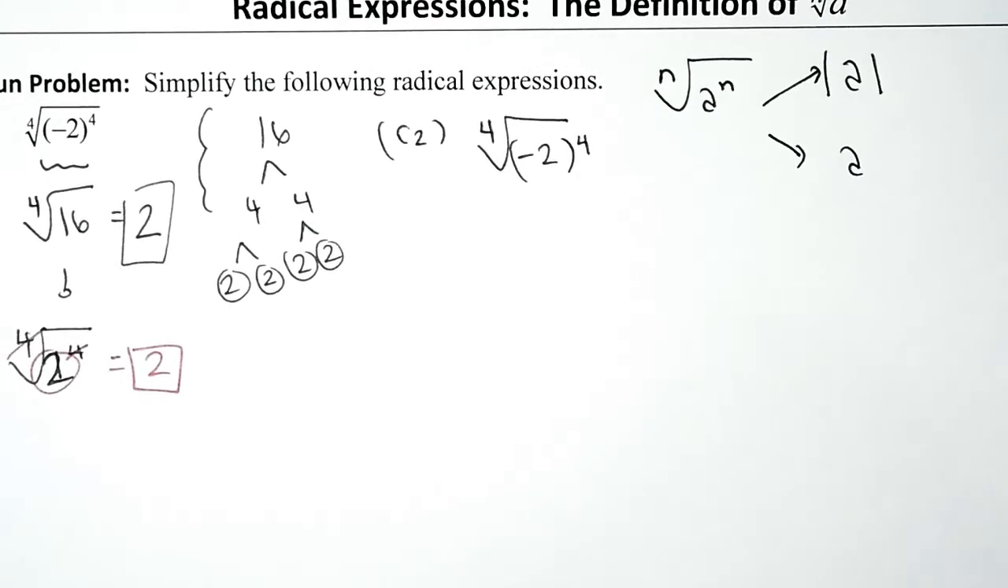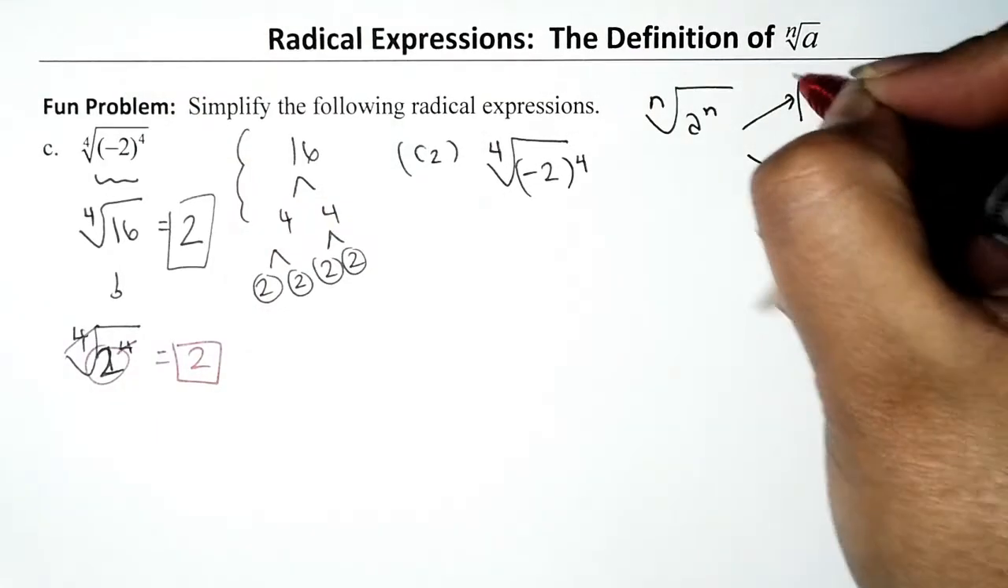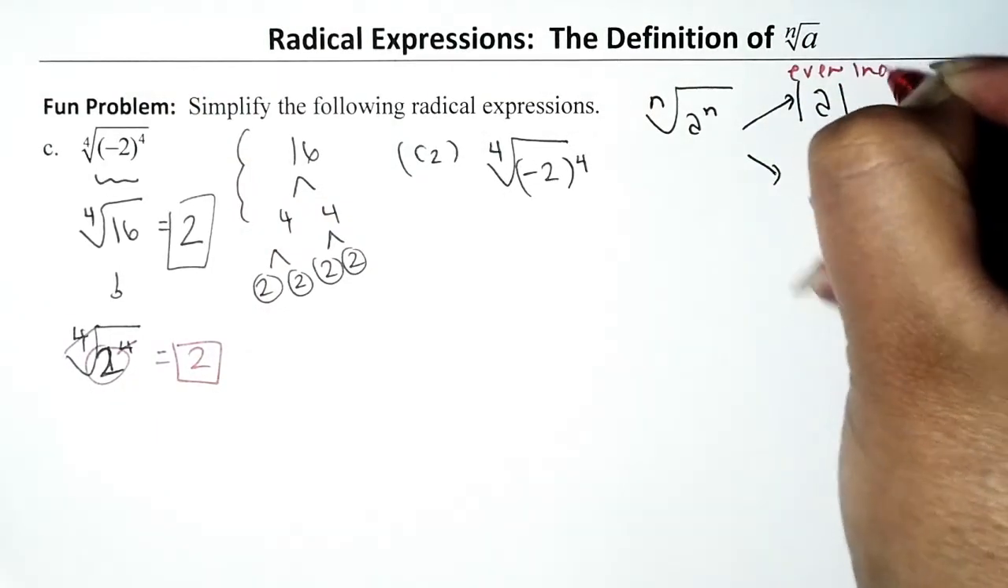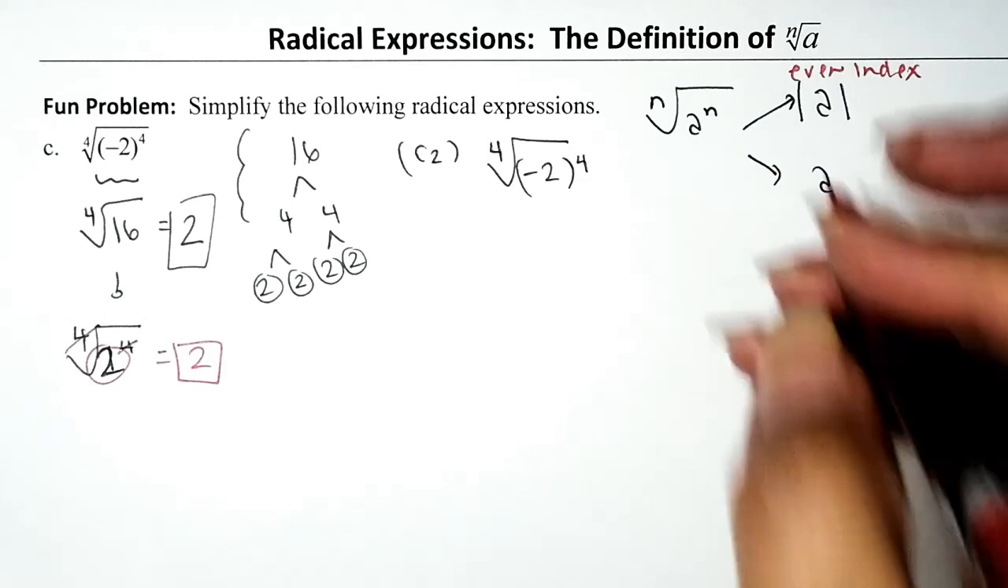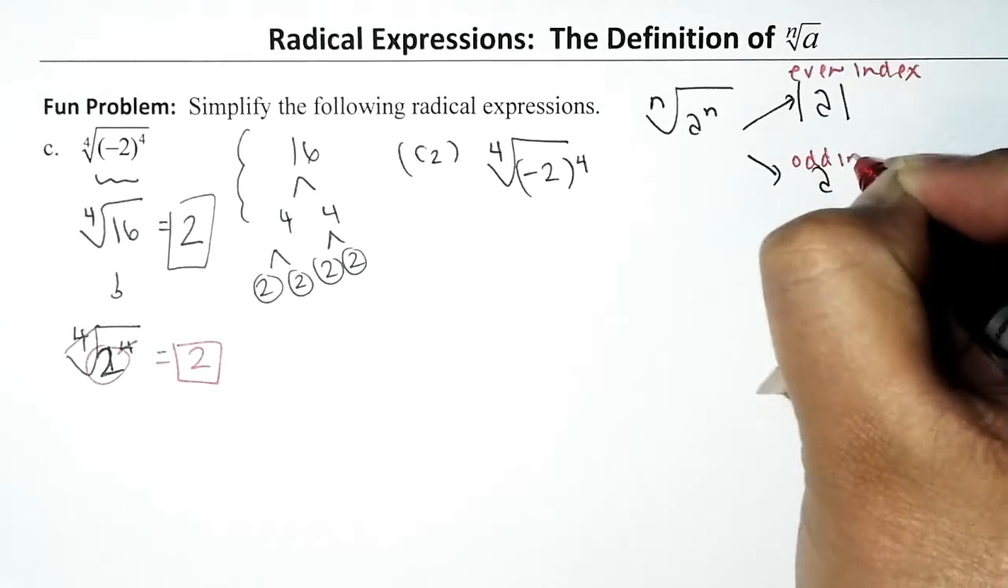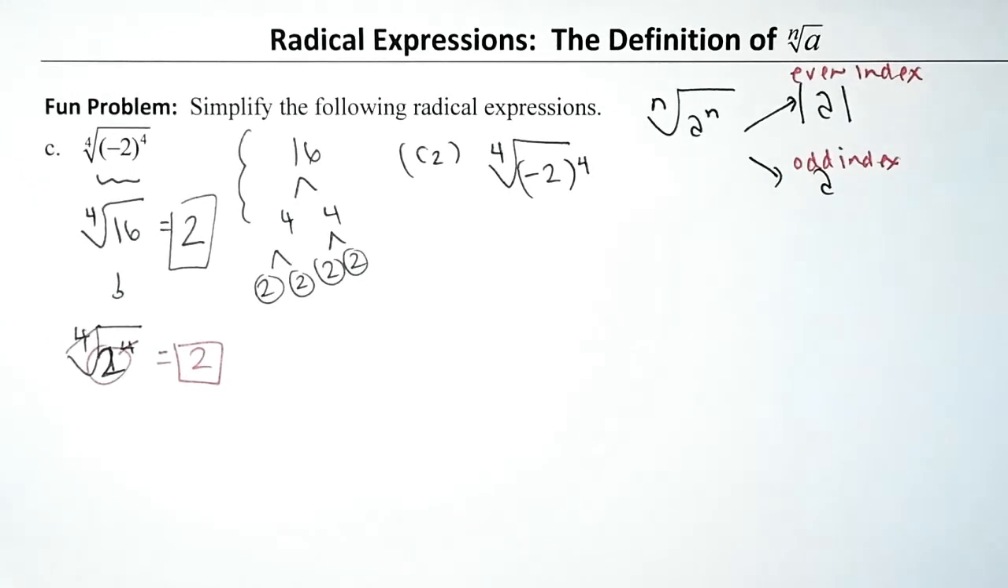If the index is even, we have to toss in the absolute value to ensure that our radicand is not negative. But if the index is odd, that's it. Absolute value is not required, because for an odd index it's okay if the radicand is negative. Okay, I think I said too much.